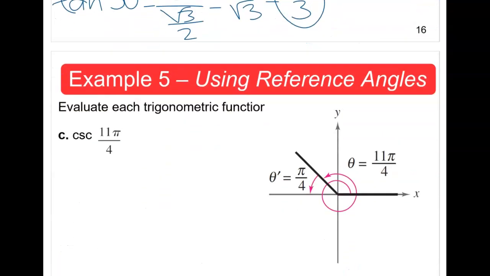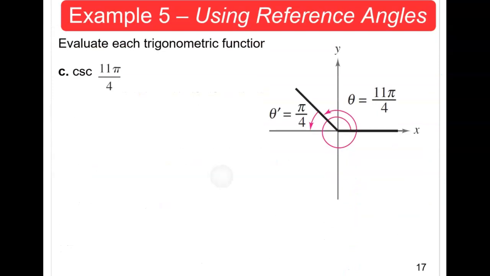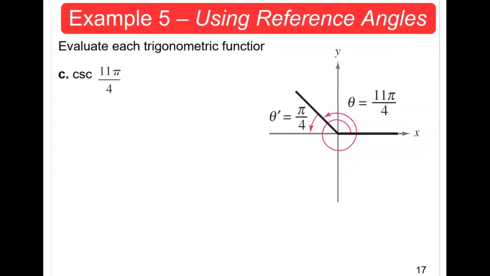So let's move on to our next example, and we're going to evaluate the cosecant of 11 pi over 4. Now, to draw 11 pi over 4, we could do the following. If you have 11 fourths, and you convert this into a mixed fraction, it will be 11 divided by 4. It goes in 2 times. And then we have a remainder of 3.